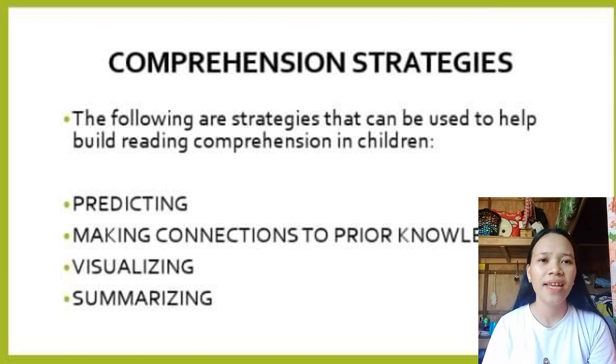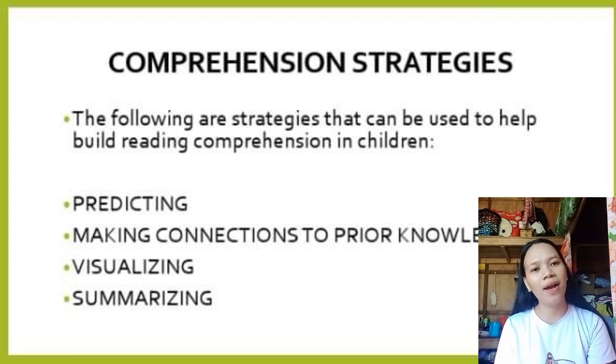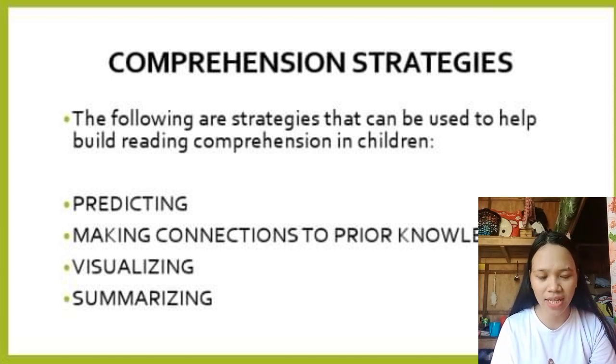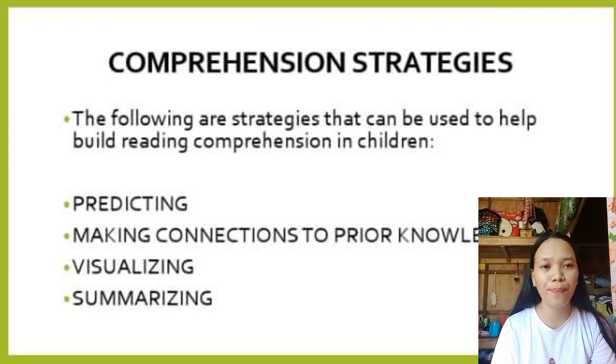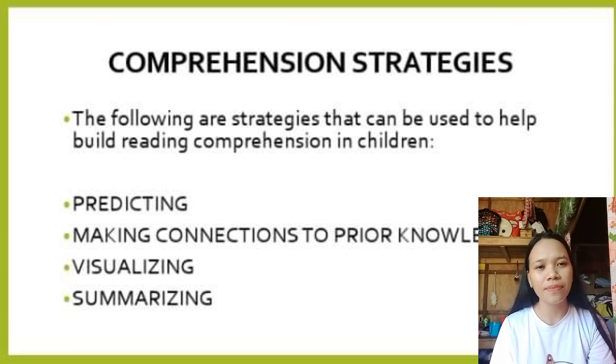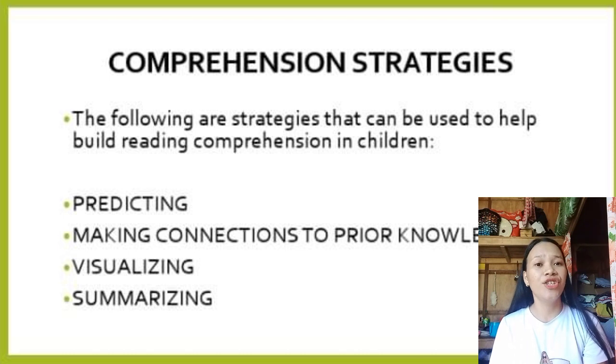So next, summarizing. This strategy involves getting children when reading to identify the main idea in the text and put the idea into their own words. Children must sort through the information to determine what information is important and what is unimportant. They take the most important information and put it in their own words and use as few words as possible to explain the text. This strategy is not to be applied only at the end of the story. Instead, children should be taught to summarize throughout the story.